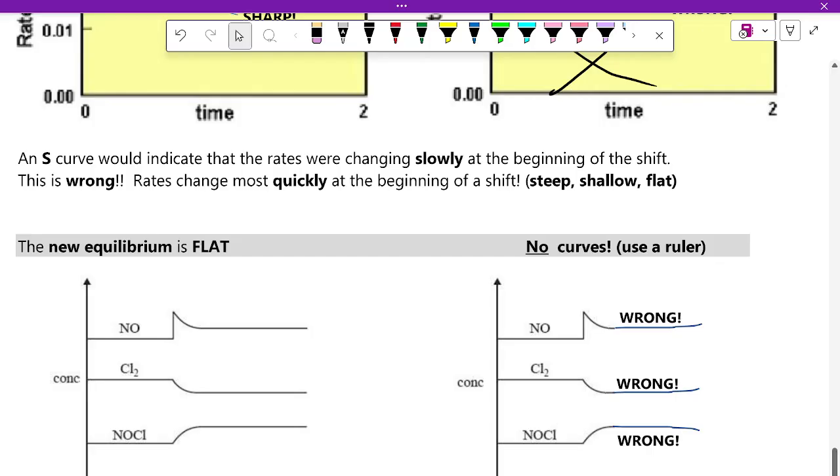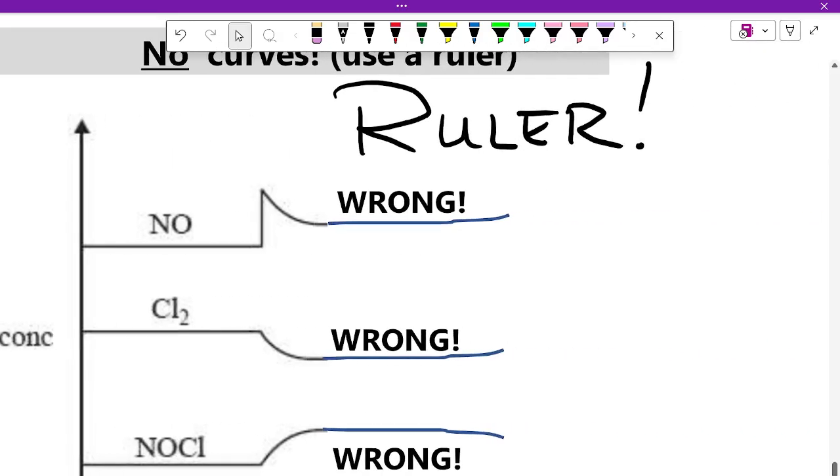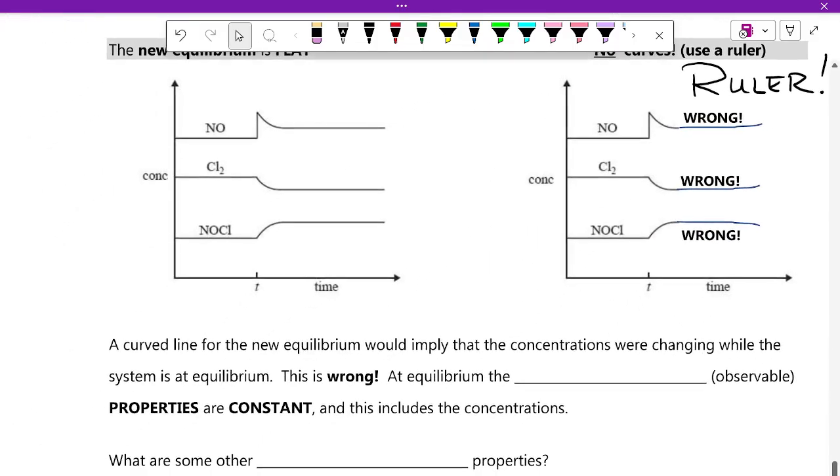Now, this is kind of hard. I don't do it well. So if I were doing this on a quiz or a test, I would use a ruler. Because these are correct. These are wrong. Okay. A curved line for a new equilibrium would imply that the concentrations were changing while the system is at equilibrium, and that is obviously wrong because concentrations do not change at equilibrium.